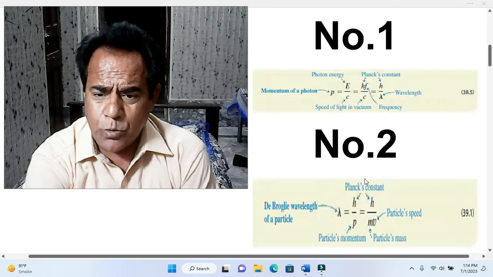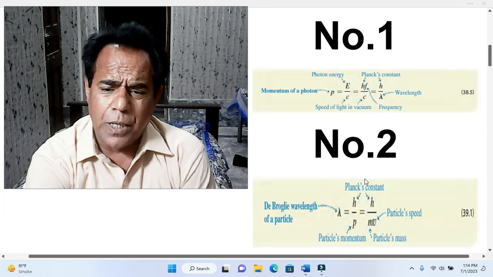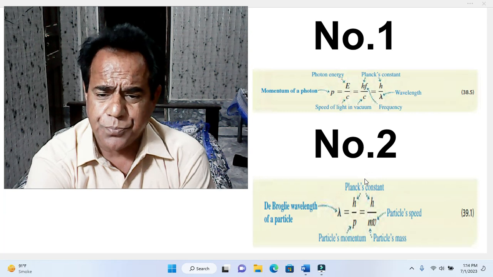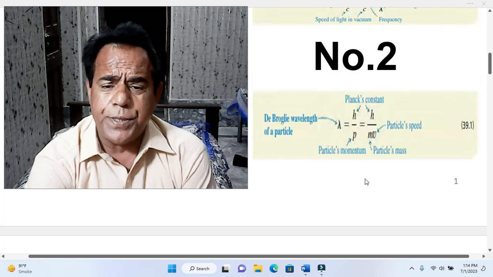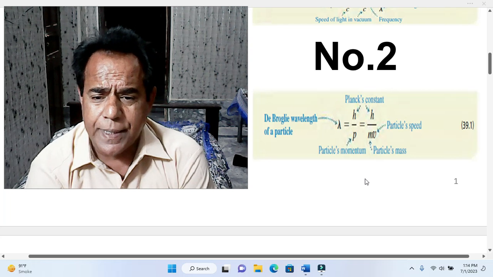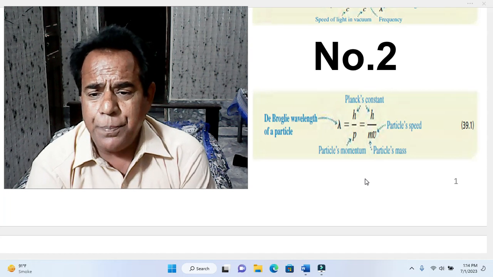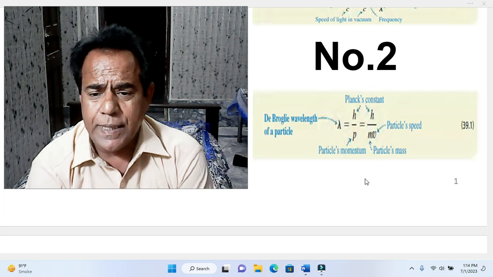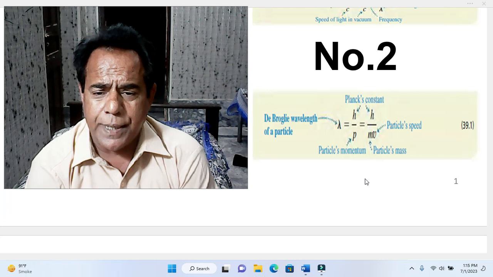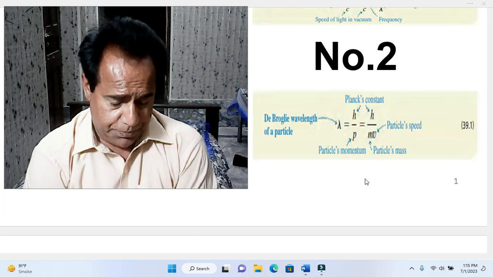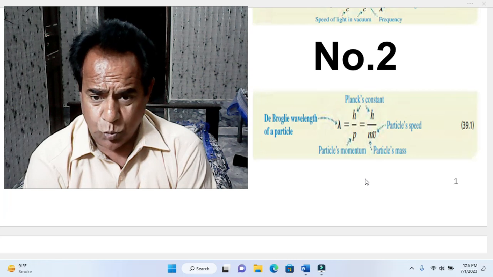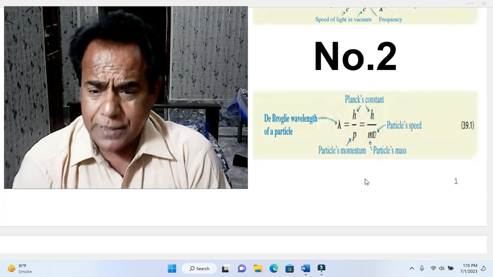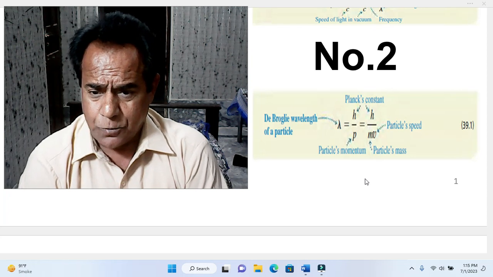Helping tool number 2 is also about rearrangement of helping tool number 1. It says de Broglie wavelength of a particle lambda is equal to h over p, where h is Planck's constant and p is particle's momentum. This alternatively becomes equal to h over mv, where m is particle's mass and v is particle's speed.